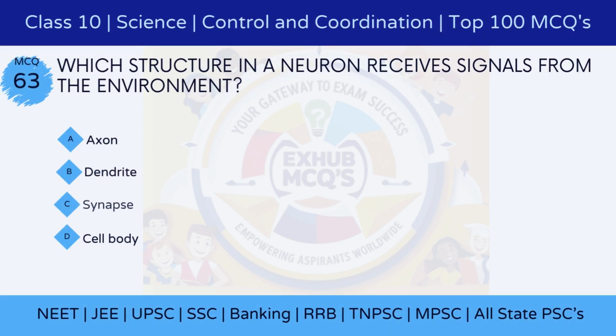MCQ 63. Which structure in a neuron receives signals from the environment? Option A, axon. Option B, dendrite. Option C, synapse. Option D, cell body.